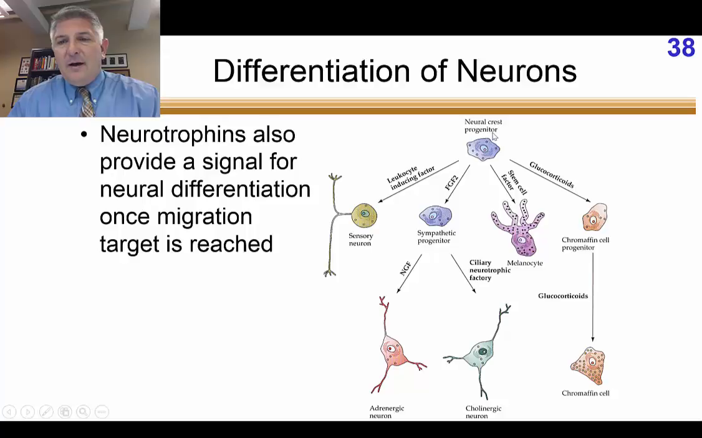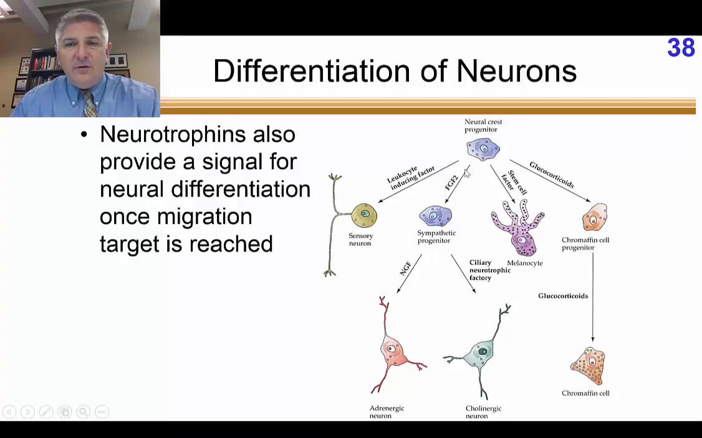If we have glucocorticoids, it's going to cause that cell to become a chromaffin cell progenitor, and then glucocorticoids cause a further change into a chromaffin cell in the stress system. So often we might see 2 steps. So here we see a step where we have 2 different chemicals.